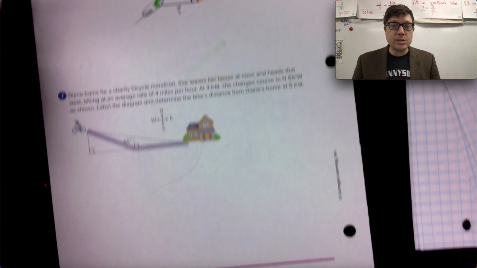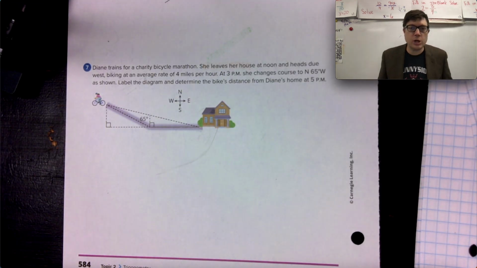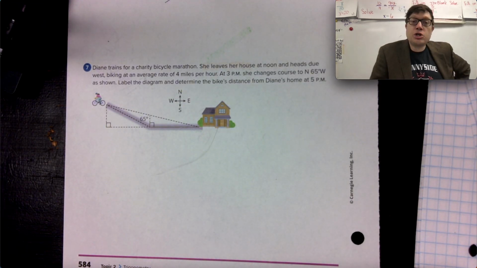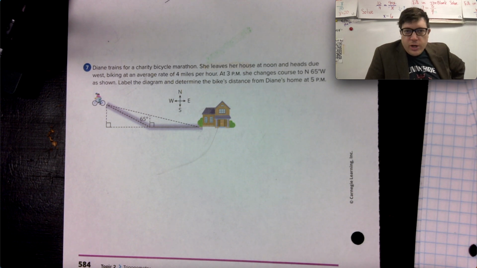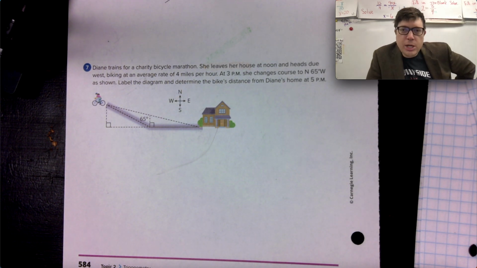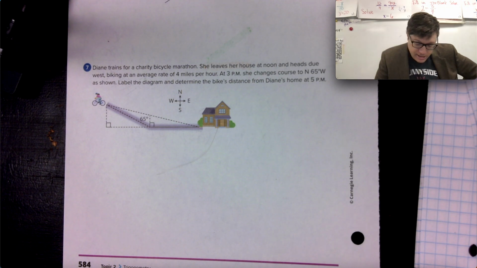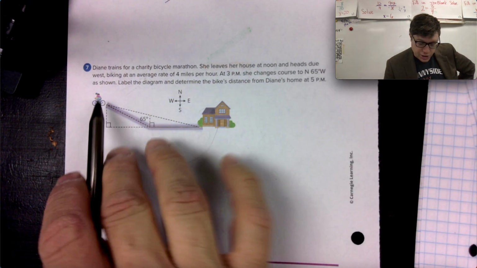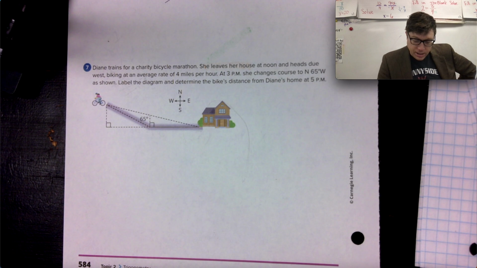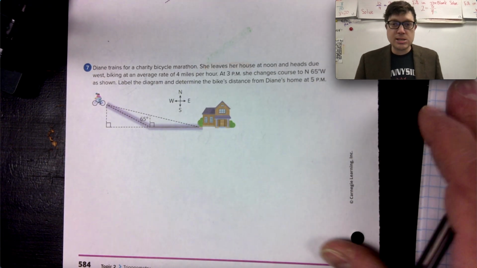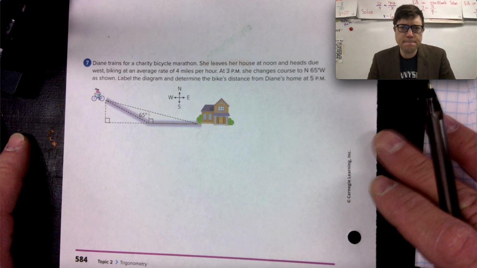Okay, last question of this section. Diane trains, I can read. Diane trains for a charity bicycle marathon. She leaves her house at noon and heads due west, biking at an average rate of 4 miles per hour. At 3 p.m., she changes course to north, 65 degrees west, as shown. Label the diagram and determine the bike's distance from Diane's home at 5 p.m.